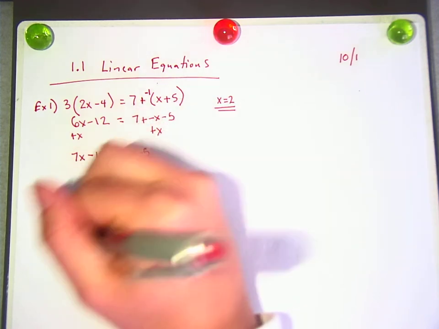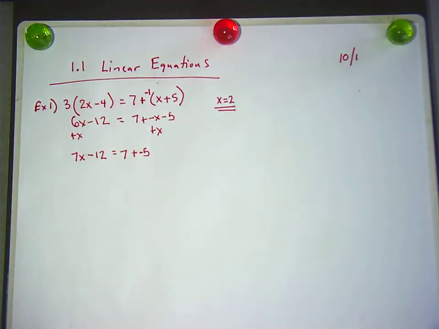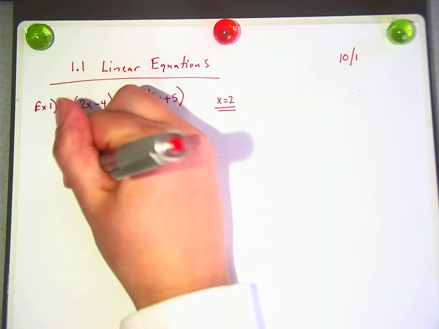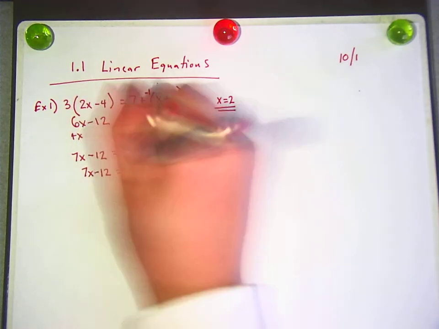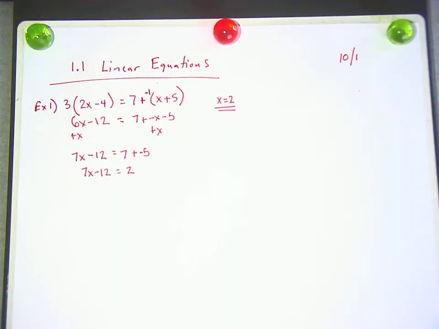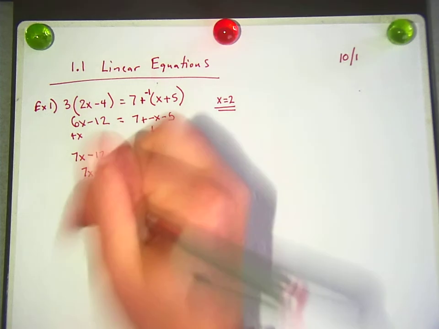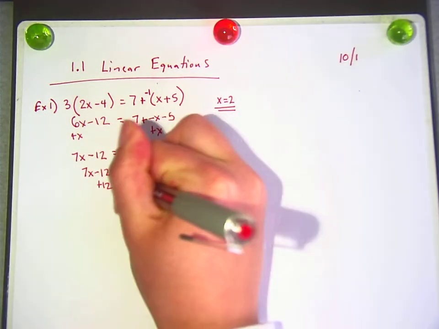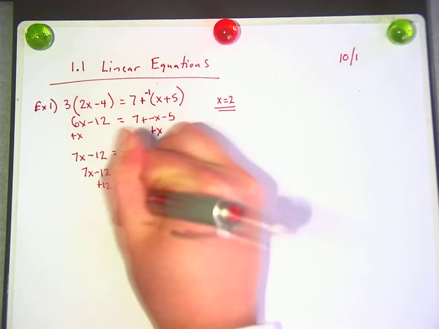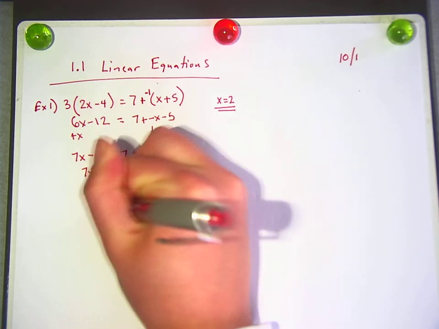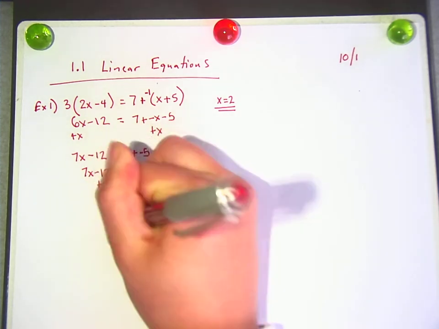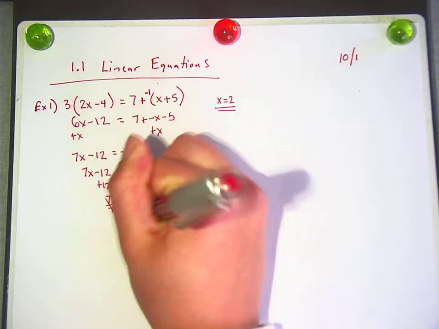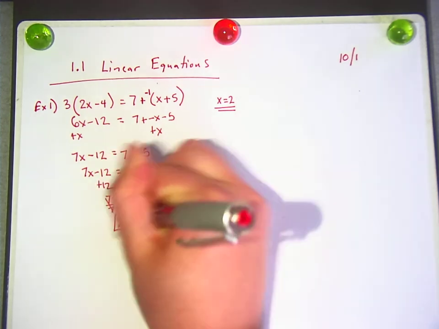And then you have to take the 12, so add the 12 to the other side. Then add the 12, which makes it 14. Then divide the 7 by itself and the 14, and then you've got x by itself, with x equals 2.